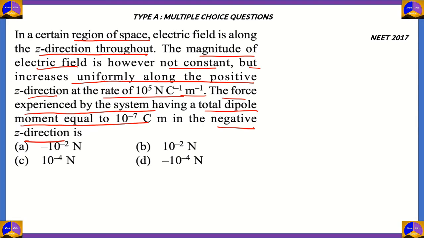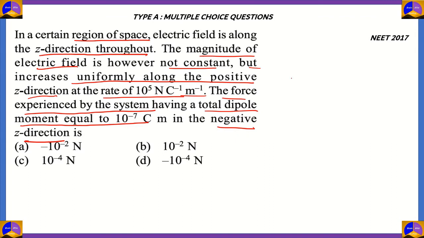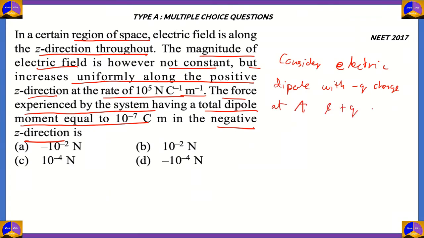So what we're going to do is consider an electric dipole with a charge of minus q at a point named A and a positive charge at, say, a point B.